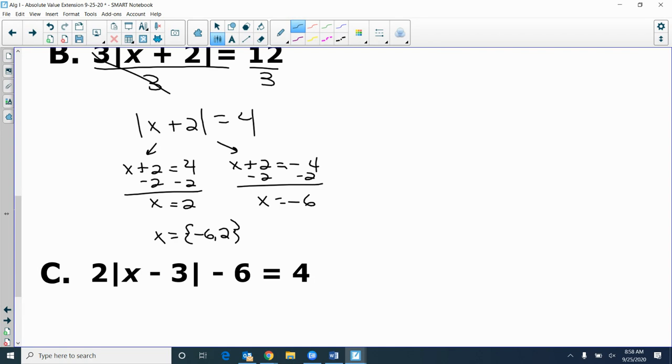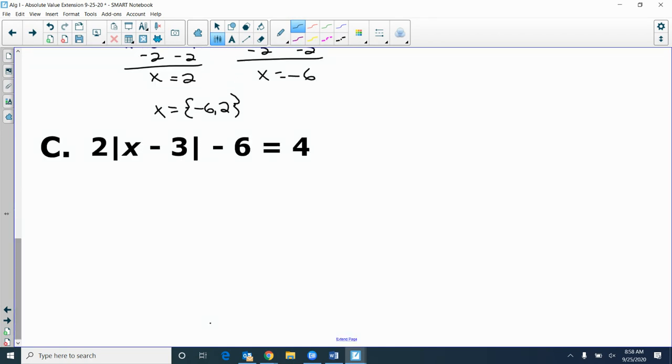All right, now that third one. Again, before you break it apart, you've got to do what? You've got to get the absolute value by itself, right? Just like in the equation, you want to add or subtract first. So add 6 to both sides. So put plus 6. Now that's 2 absolute value of x minus 3 equals 4 plus 6, which is 10.